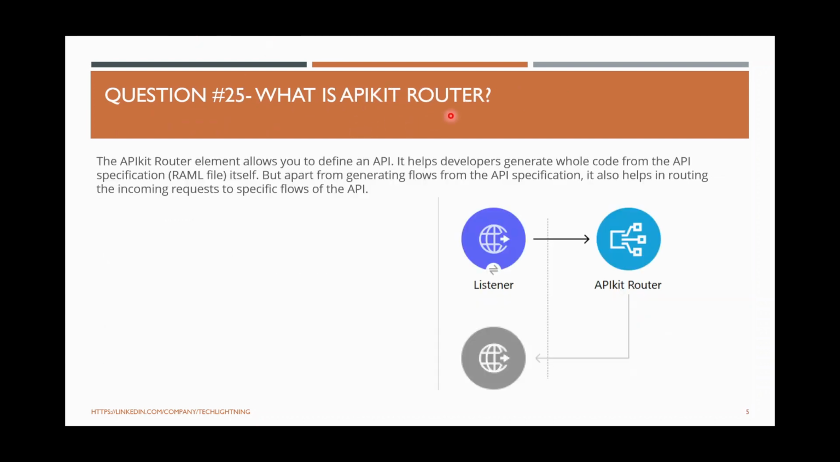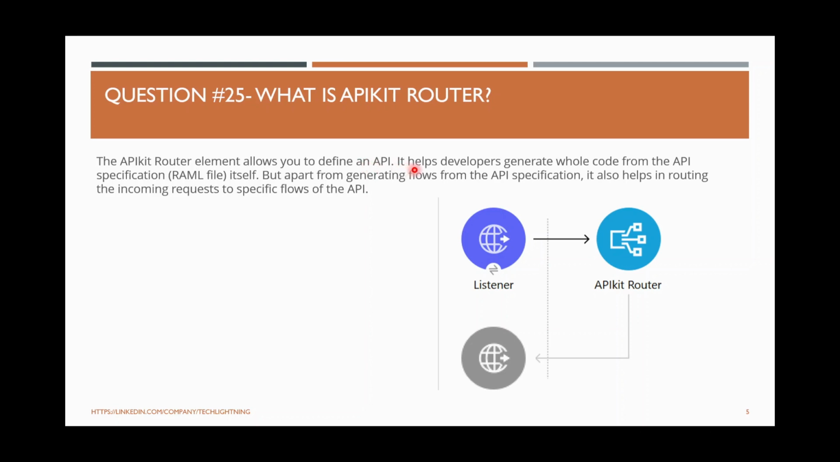What is API kit router? The API kit router element allows you to define an API. For example, you are going to create an API in your Anypoint platform. So you log into Anypoint platform. There you have an API designer where you can create your API. Basically, you can create your API specification there, using RAML or YAML. Once the API specification is ready, then with that you can generate the flow.